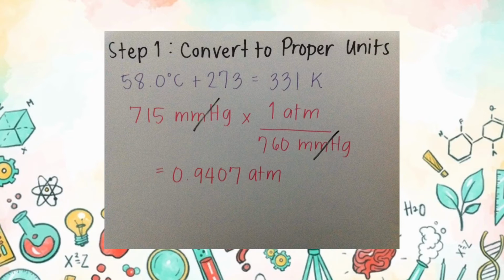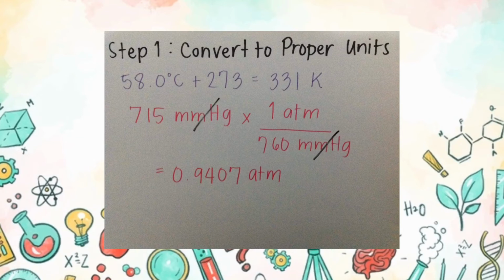Step 1. Convert to proper units. Using our temperature in Celsius, we want to convert 58 degrees Celsius to Kelvin. We'll add 273 to get 331 Kelvin.